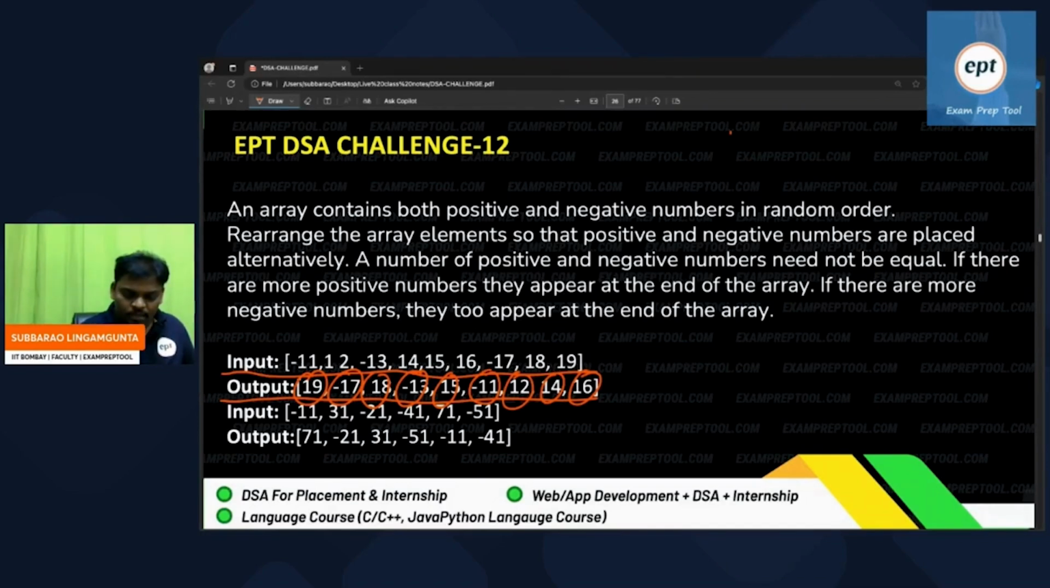Similar way here. This is the input. See the output. Positive, negative. Positive, negative. Negative, negative. So if at all positives are over, keep the negatives.